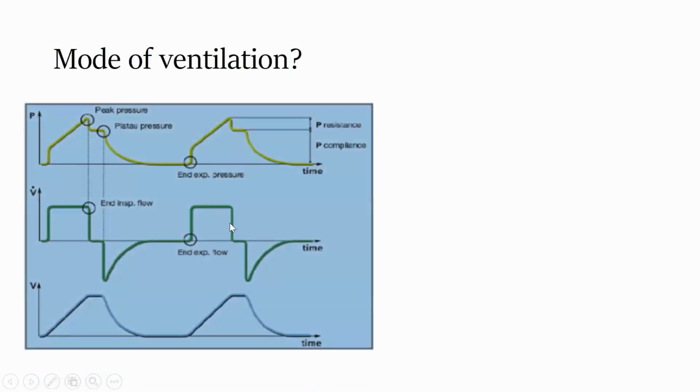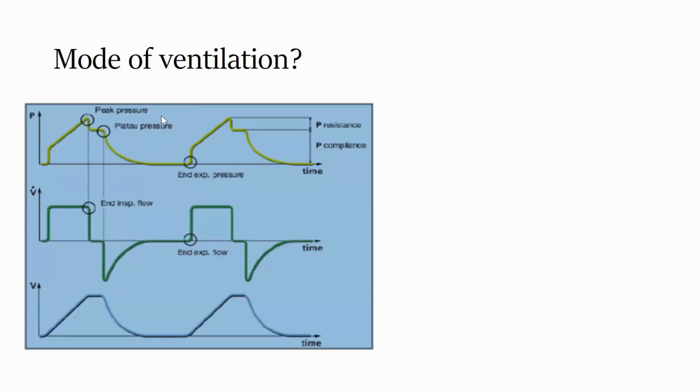So what do you see? What's the mode of ventilation here? And what's different from the previous one? Okay, I'm hearing pressure support ventilation. Pressure support ventilation will have a constant pressure. Here you are not having a constant pressure. The pressure is continually increasing until it reaches its peak. So it will never be pressure support ventilation.